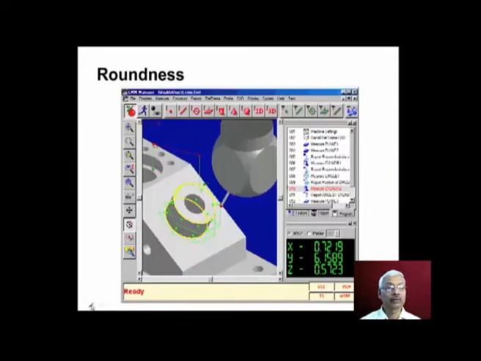Roundness can be checked. For example, say we have a hole here and we want to measure the diameter of the hole, also the roundness of the hole. So by selecting the data points on the surface of the hole, we can find what is the roundness of that particular hole.